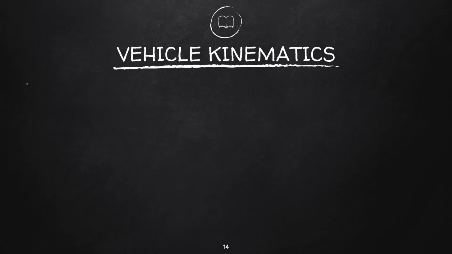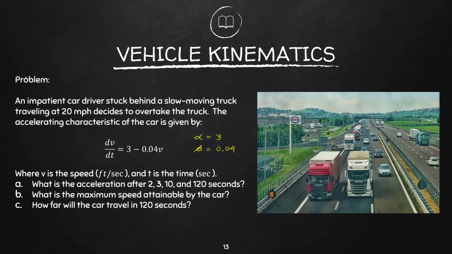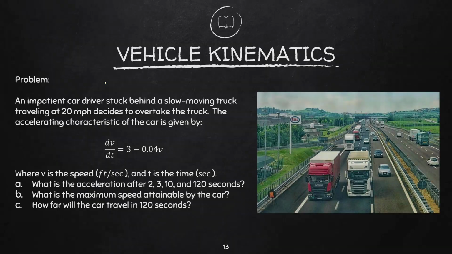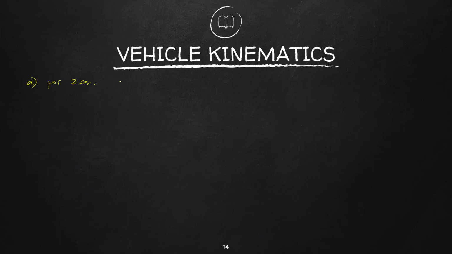So let's try to answer that one. Let's start with A. So for A, for 2 seconds, we are asked for the acceleration after 2 seconds. So let's write the given. We have the initial velocity equal to 20 mph, miles per hour. But then let's convert this to feet per second for us to be consistent with our units.